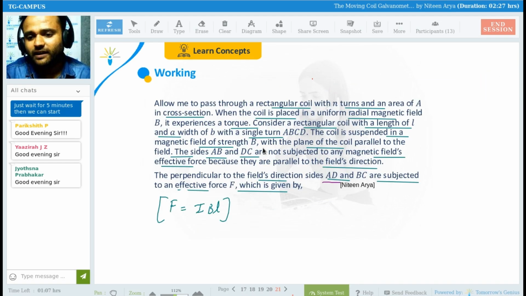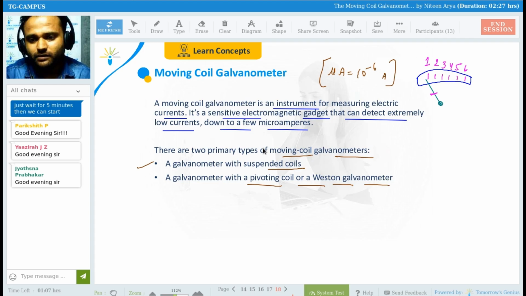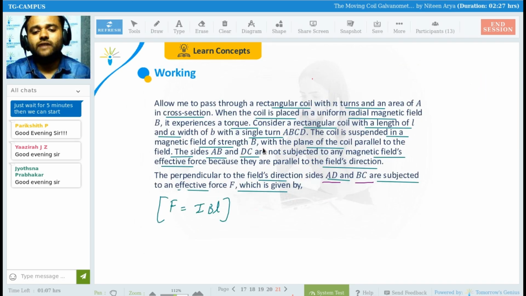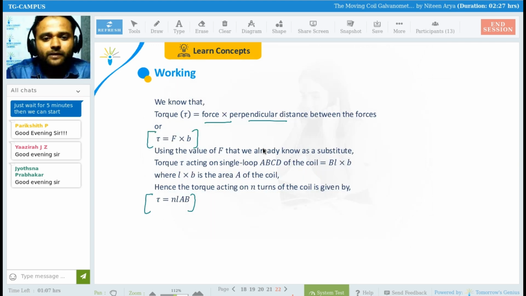Perpendicular to the field direction, AD and BC are subjected to an effective force. This AD and BC are perpendicular to the magnetic field, as you can see, a little bit, not properly, because I tilted my magnetic field a little bit. So we have IBL sine theta. Okay, so moving ahead, this is the torque.